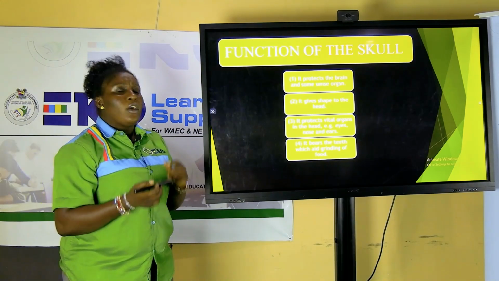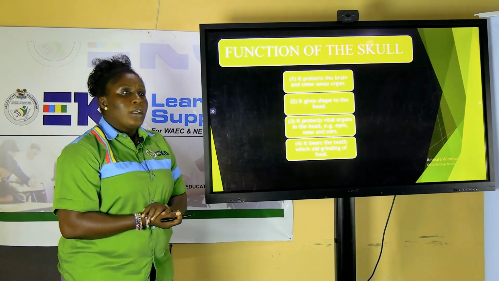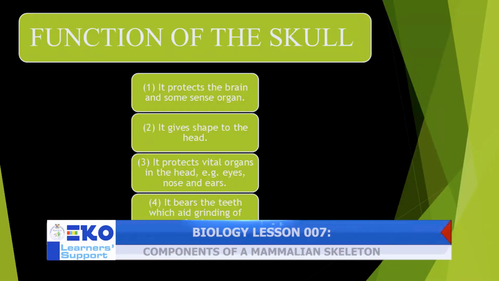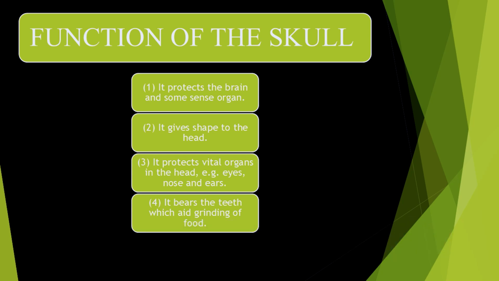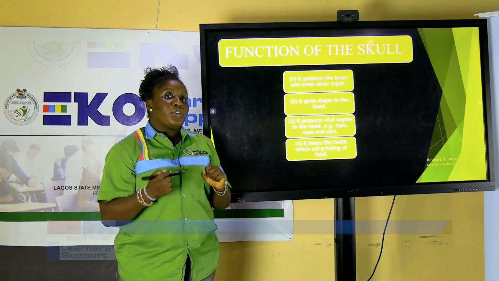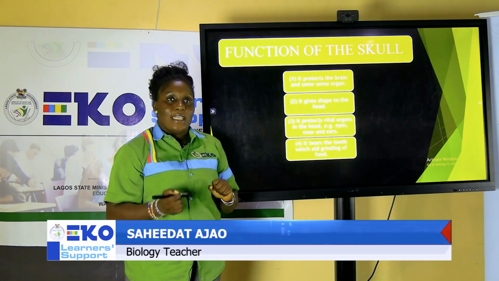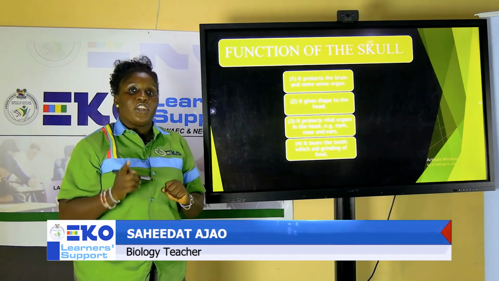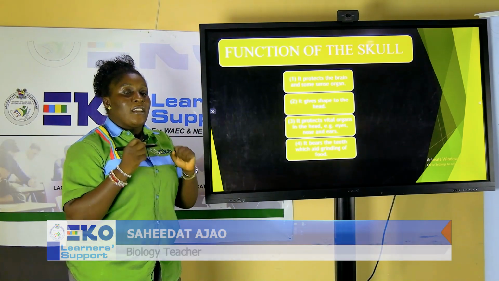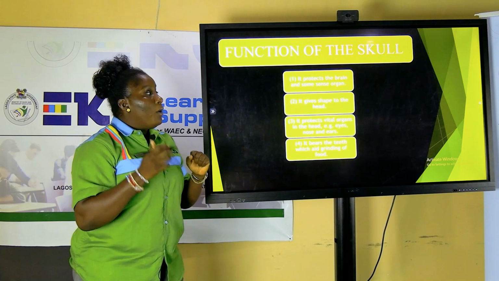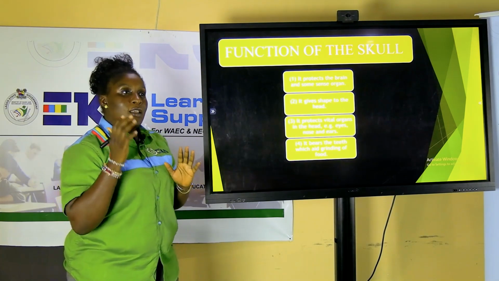What is the function of the skull? Number one, it protects the brain and some sense organs. It gives shape to the head. It protects vital organs in the head, and it bears the teeth which aid the grinding of food. Do not forget that we are talking about the pillar of our body, which is the skeleton. So number one function is it gives support, and it protects the brain and some sense organs.